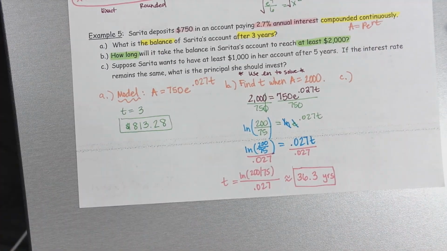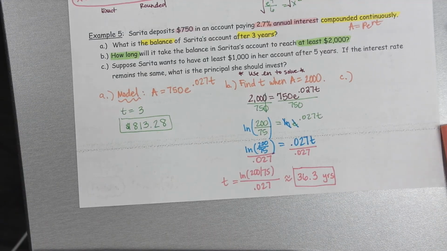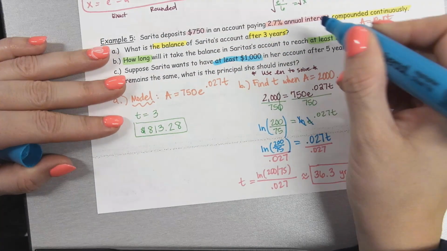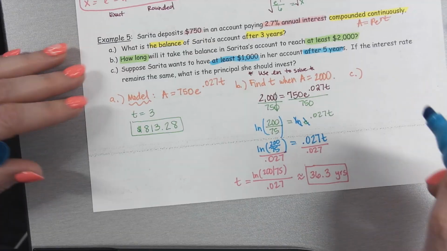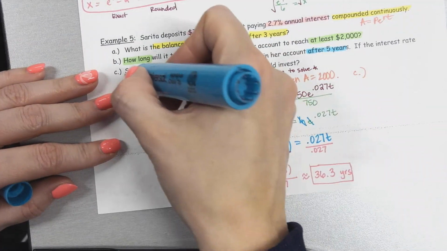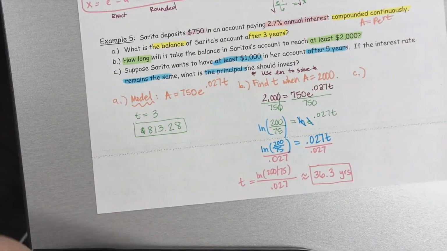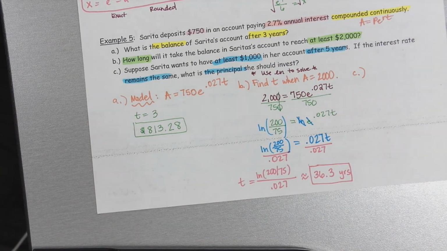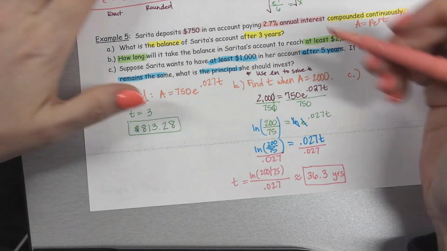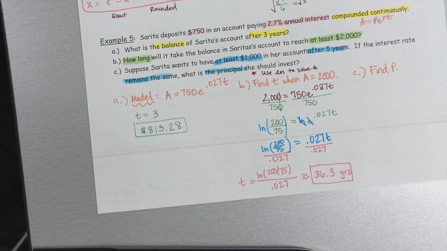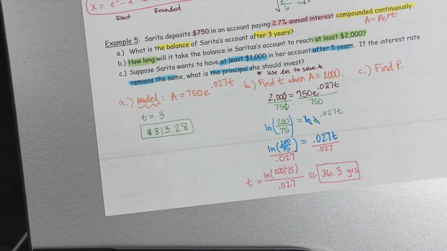All right, and then for part C, it says suppose she wants to have at least $1,000 in her account after 5 years. So she wants to have at least 1,000 after 5 years. And if the interest rate remains the same, what is the principal she should invest? Okay, so we're going to find P. I want you to see if you can set up that equation based on that information.